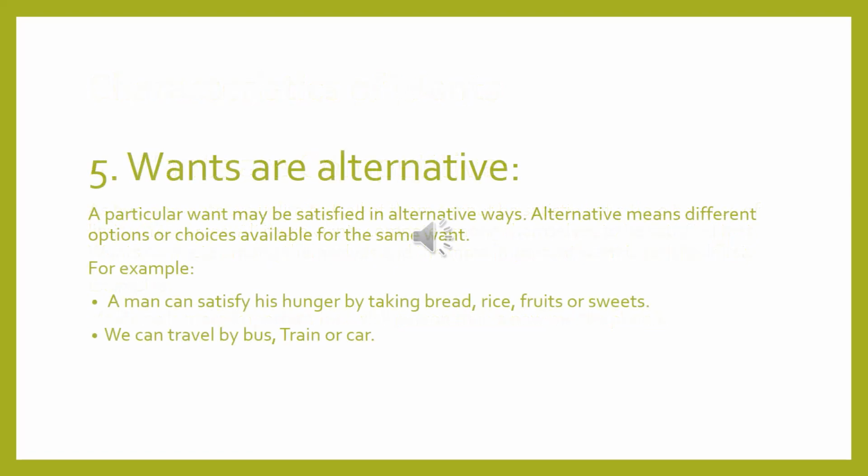The next characteristic is that wants are alternative. What do we mean by alternatives? Alternative means that different options are available for different things. If you feel hungry, you can eat pizza, you can eat bread, or you can eat KFC chicken. And if you are thirsty, you have many options to satisfy your thirst. So what we learned from today's lecture is that wants have different alternatives and we can satisfy our wants by different alternatives.